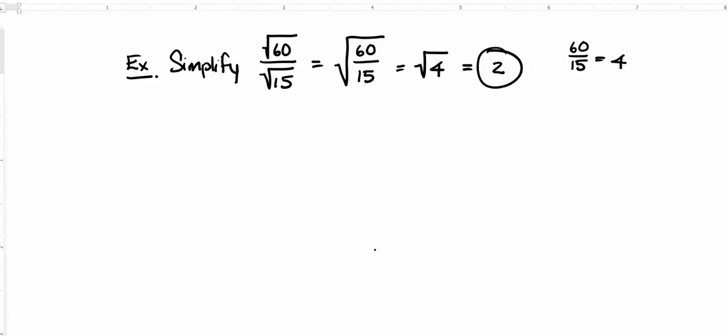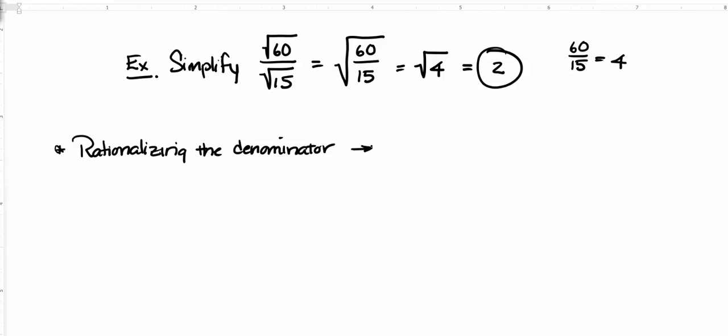Another concept about quotients of square roots is something called rationalizing the denominator. And if you remember, when we talked about rational and irrational numbers, a lot of our irrational numbers were the square roots of numbers that weren't perfect squares, right? So we want to actually rationalize the denominator so there's no square root. So the concept is that we cannot leave a square root in the denominator.